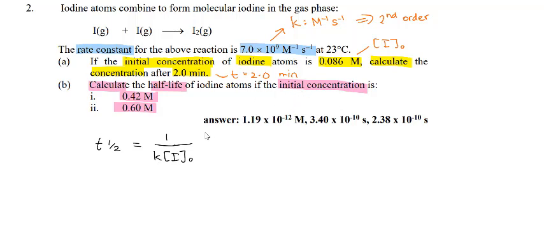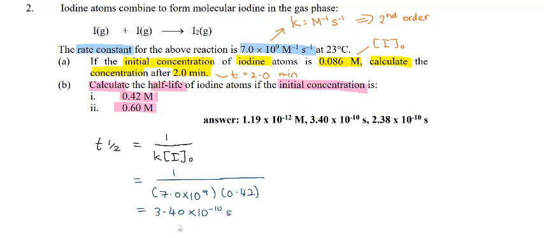And then substitute the value, you will get 3.40 × 10⁻¹⁰ seconds. Since our k here is in per second, we have to use seconds for time. And then for (b)(ii), I'm going to change the answer and also the initial concentration. There you go. So you get the answer, 2.38 × 10⁻¹⁰.